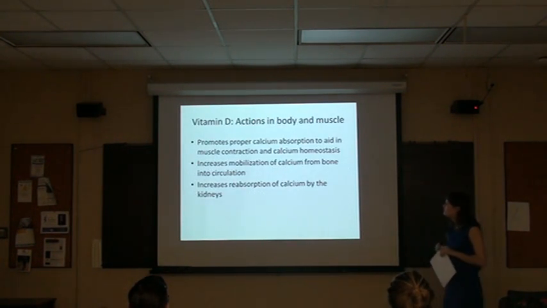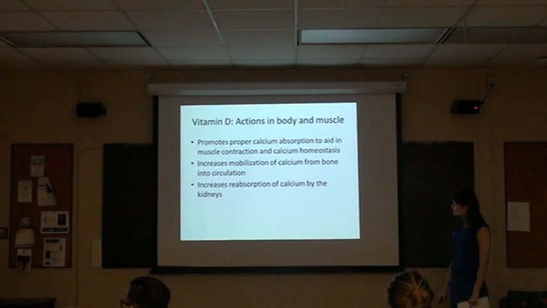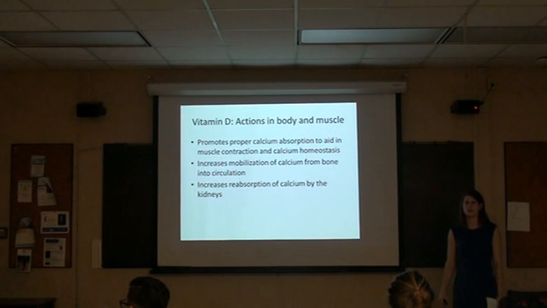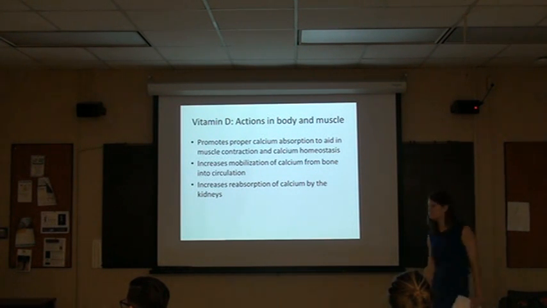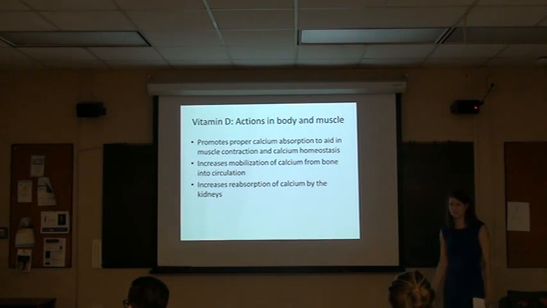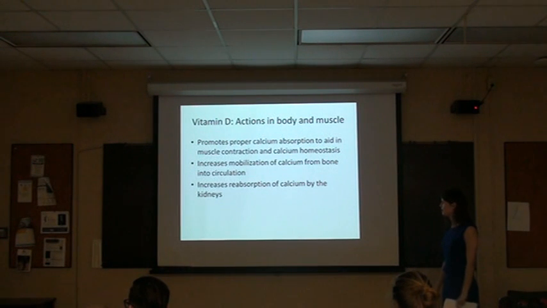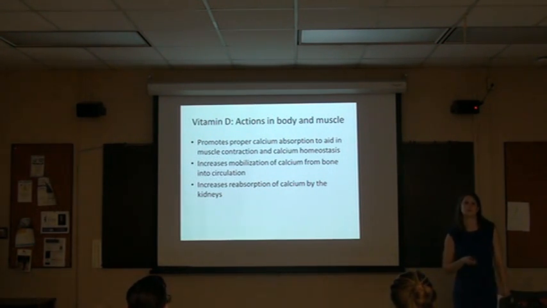For starters, what is vitamin D? How does it work in the body and muscle? Vitamin D promotes proper calcium absorption to aid in muscle contraction and overall calcium homeostasis in your body. It increases mobilization of calcium from the bone into circulation, which is very important. It also increases reabsorption of calcium by the kidneys. Those are the three most important factors of vitamin D.